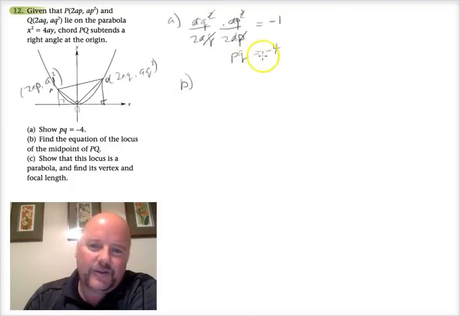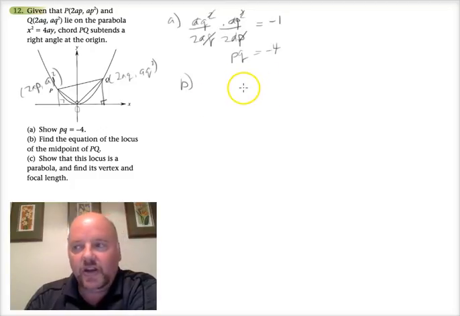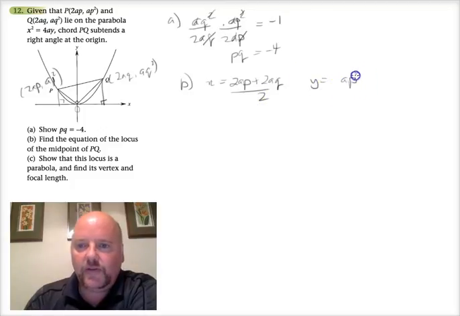Now again, this style of question, that will be useful later when trying to combine our stuff that we know about x's and y's. So let's find the midpoint of PQ. Now this is very similar to everything we've done before. So the x value is going to be 2ap plus 2aq on 2, and the y value is going to be ap squared plus aq squared on 2.